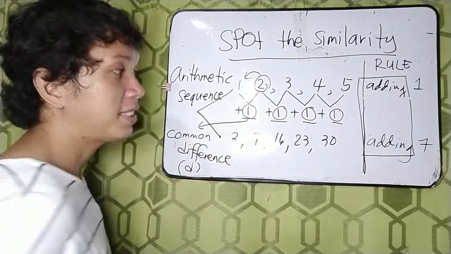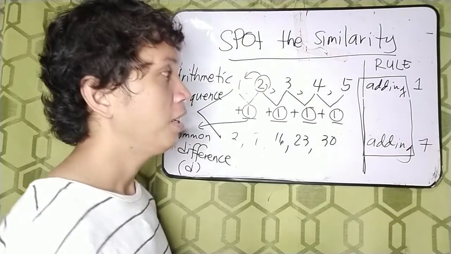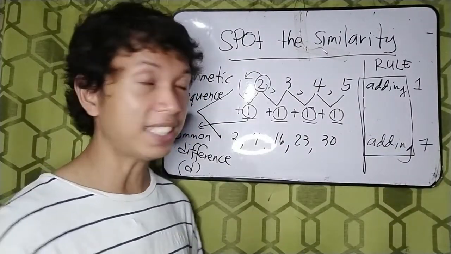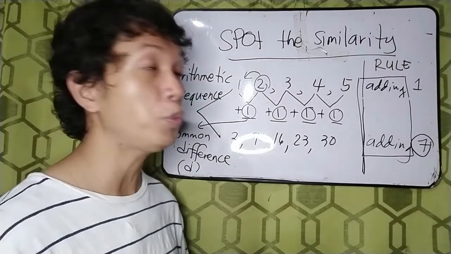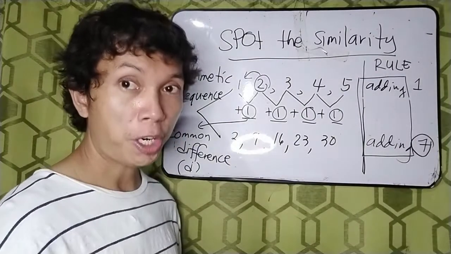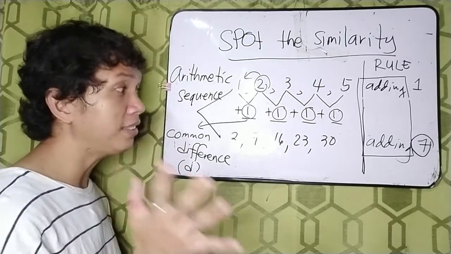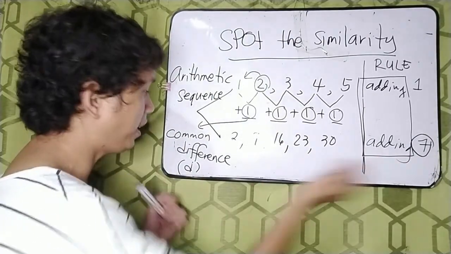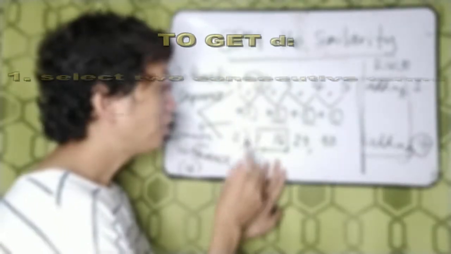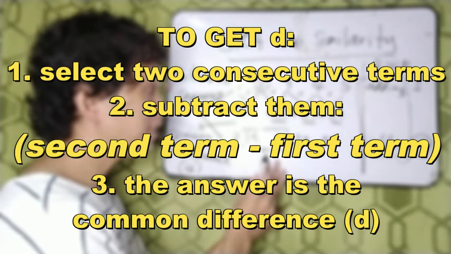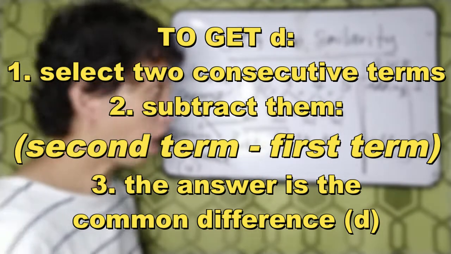In our second example, we have the rule adding 7. So our common difference is 7 because that is the number that we add to get the next term. Now, what's the technique in getting or identifying the common difference? So all you need to do is to get two consecutive terms from an arithmetic sequence and then you subtract.